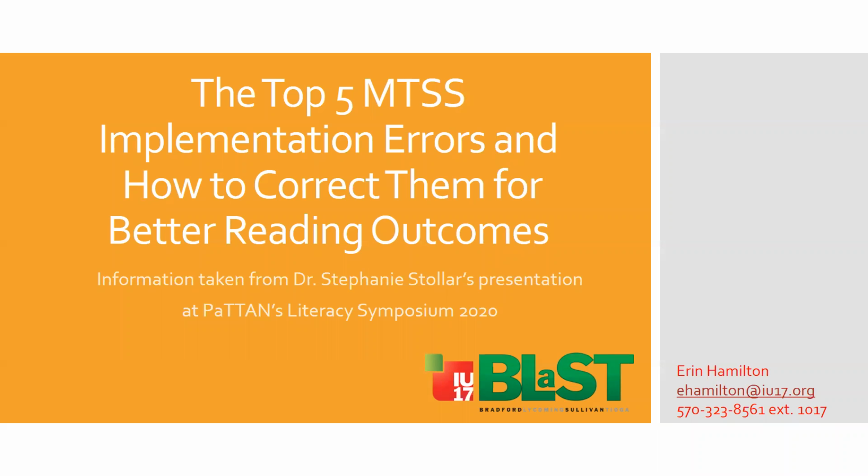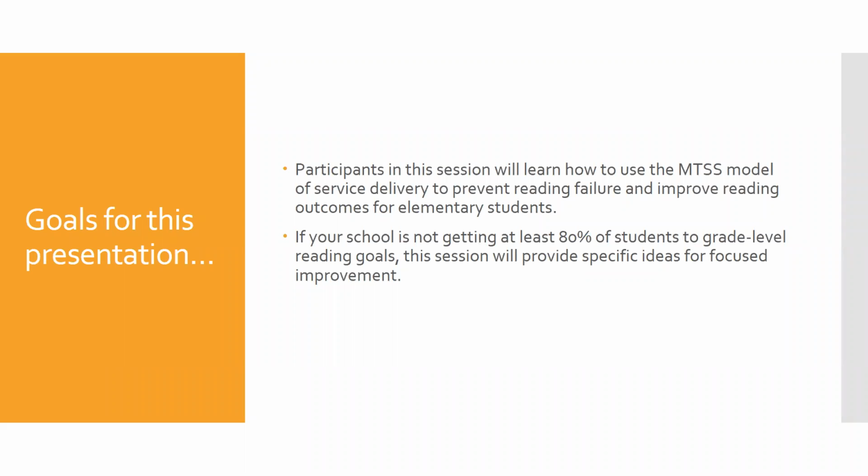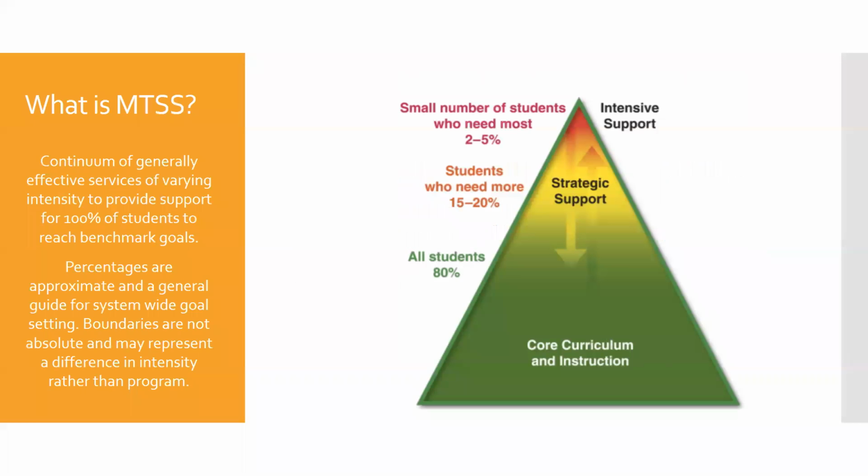Today I'm going to bring you some information that is taken from Patton's Literacy Symposium back in 2020 regarding the top 5 MTSS implementation errors and how can we correct them for better reading outcomes. Our goals for this presentation are that you will walk away with an idea of how to use the MTSS model to deliver your services to students to prevent reading failures and also to improve our reading outcomes, specifically for elementary students. So if your school is not getting to at least that 80% of students getting proficient on those benchmark reading goals, this session hopefully will provide specific ideas for your focused improvement.